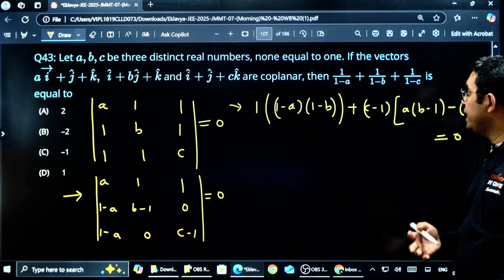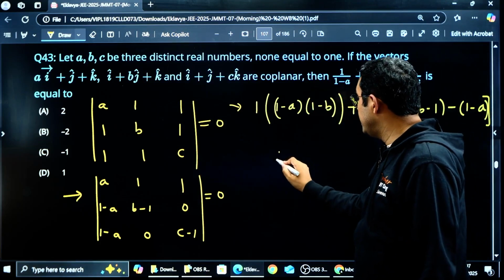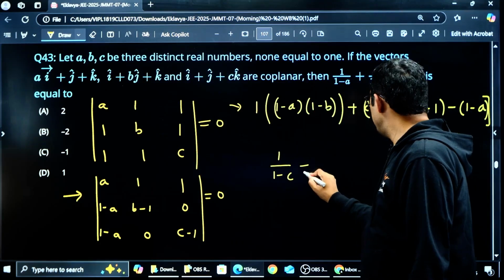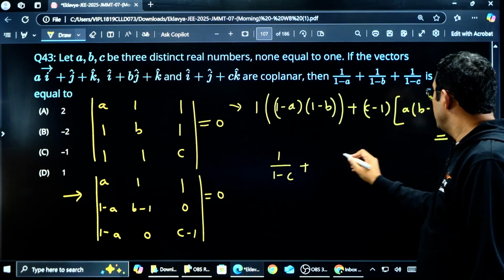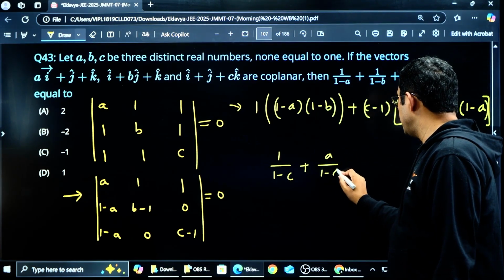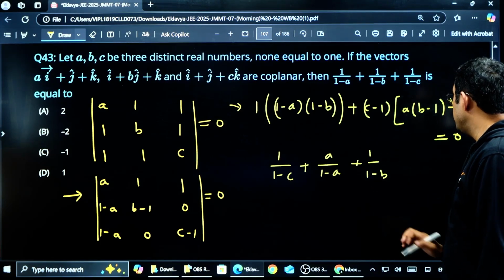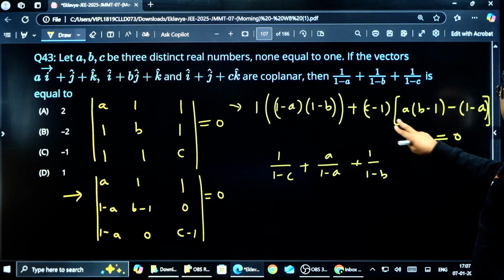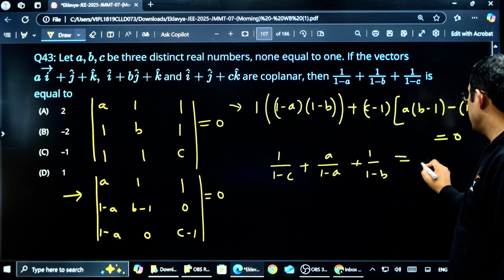Now divide the entire equation by 1 minus A, 1 minus B, 1 minus C. So this will become 1 upon 1 minus C plus these two things. If you divide by 1 minus A, 1 minus B, 1 minus C, I think it will give you A upon 1 minus A. And the last thing will give you 1 upon 1 minus B. You can check the signs. So this minus sign will make this 1 minus C. So this will be 1 upon 1 minus B equal to 0.